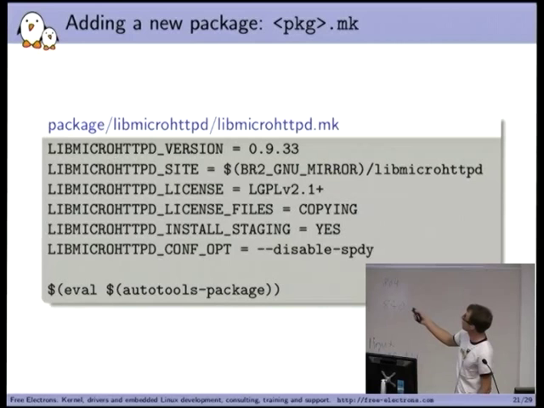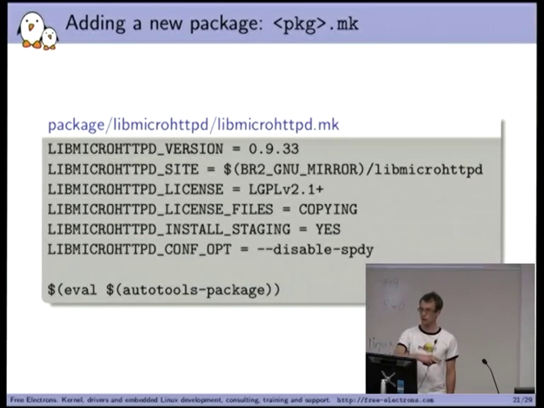So what we have to do here is just give a bunch of variable values: the version of the component, where it can be downloaded from. We can also give the license. I'm going to get back to that later. We are saying that it should be installed to staging. This means that it's going to be installed both in the target and in the sysroot of the toolchain because it's a library. So if we want the cross-compiler to see that library for upcoming compilations, then we need to tell that. And then we can pass configuration options to the configure script.